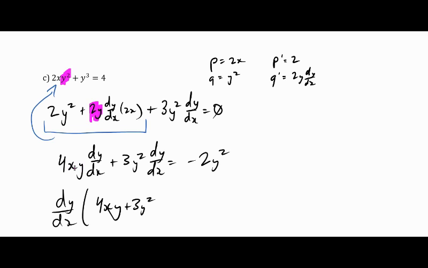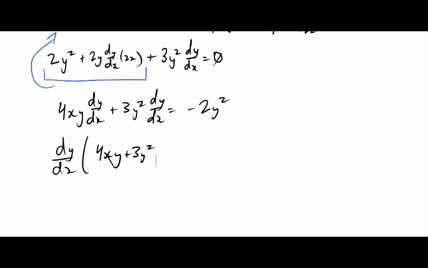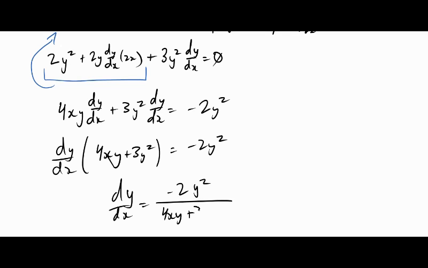So this was 2 times 2 and x times x, or x times y, sorry. X times y. And this 2y squared came over to the other side, right? Okay. Good. And then hopefully this last part is obvious. dy by dx equals negative 2y squared over 4xy plus 3y squared. Okay?